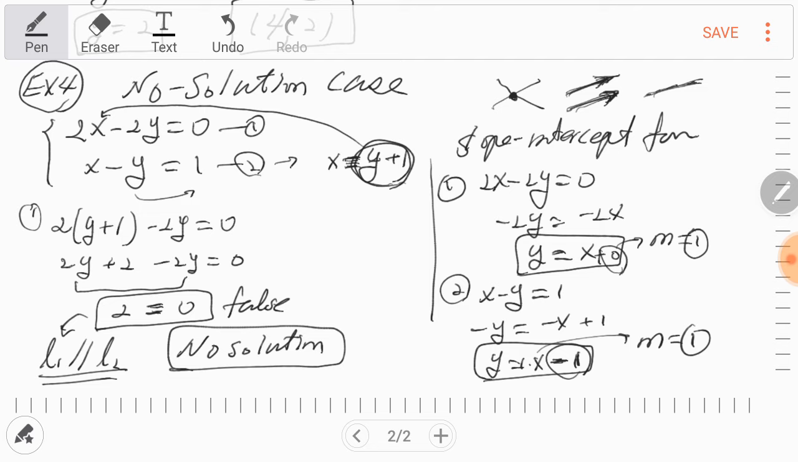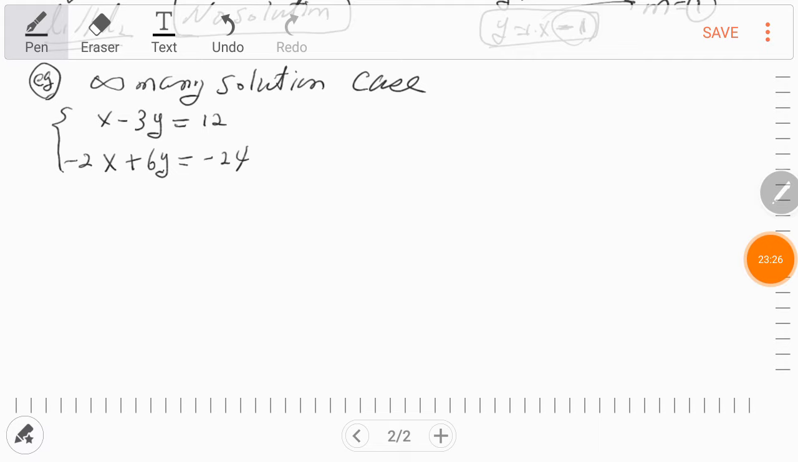So when you solve an equation, it's important. When you solve an equation and the result is false, some number like 3 equals 4 or 5 equals 2, this is false, then the result is there is no solution. The system has no solution. Okay, keep in mind this one. Okay, this example is the case that the system of two linear equations has infinitely many solutions.